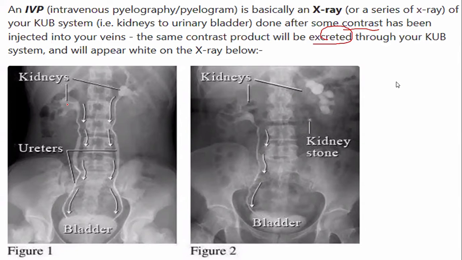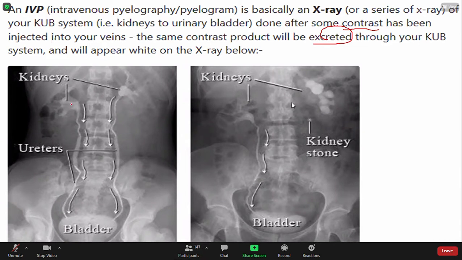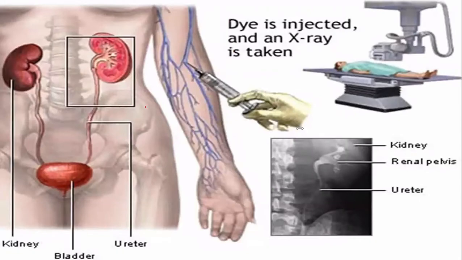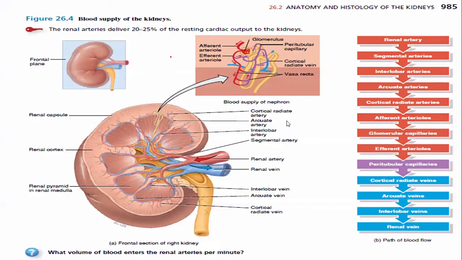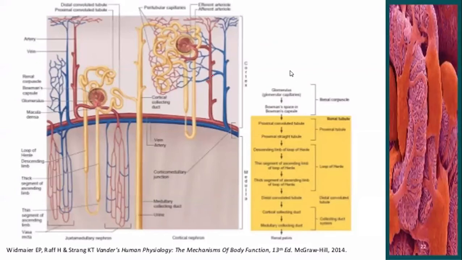So we have here the minor calyces, which become the major calyces, and then the pelvis, and the ureter, and then the bladder. Of course, I won't expect to be seeing these microscopic structures, because they're already microscopic. We're dealing with gross structures.